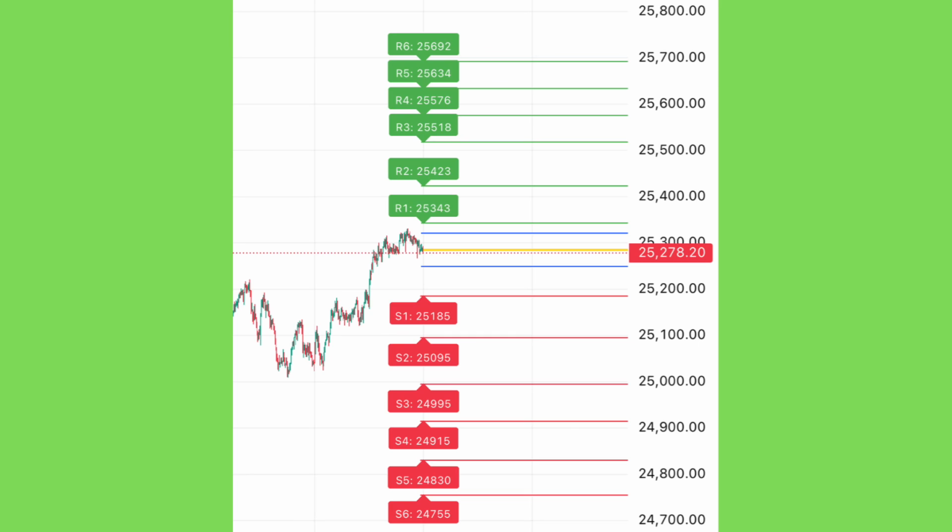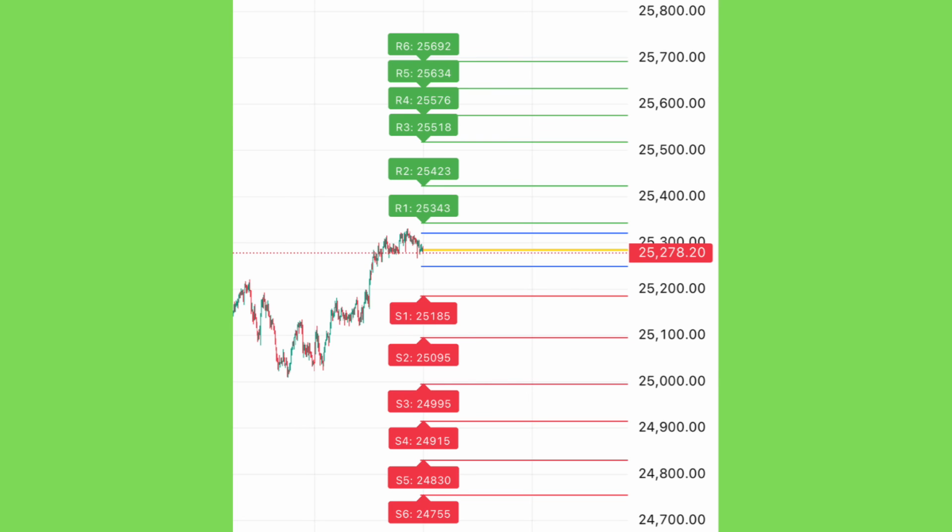Let's now shift focus to Nifty's technical setup. On the screen, you can see the resistance and support zones clearly marked. Our base zone is around 25,278, which is where Nifty is currently trading. Above that, we have the following resistance levels: R1 at 25,343, R2 at 25,423, R3 at 25,518, R4 at 25,576, R5 at 25,634 and R6 at 25,692.